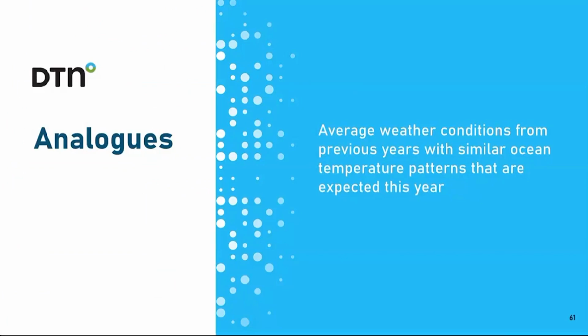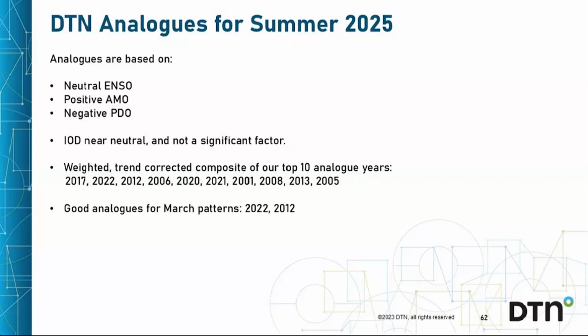So here are analogues, which are the best we can do: years that reflect similar ocean temperatures and circulation patterns to those we're expecting this year. It's often tough to find sufficient years, especially given the changing climate. This year was no exception, but we came up with a top 10. And our analogues are based on the expectations of a neutral ENSO, positive AMO, negative PDO, with minimal weight to the central IOD. And as already mentioned, a couple of good analogues for March circulation patterns were 2022 and 2012, and these were pushed up the list.